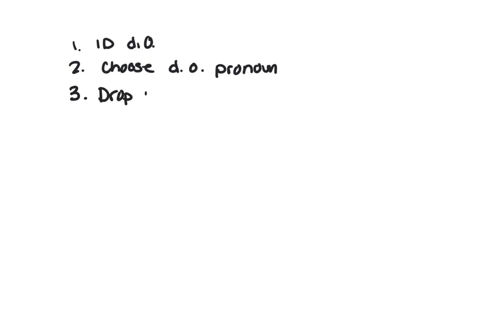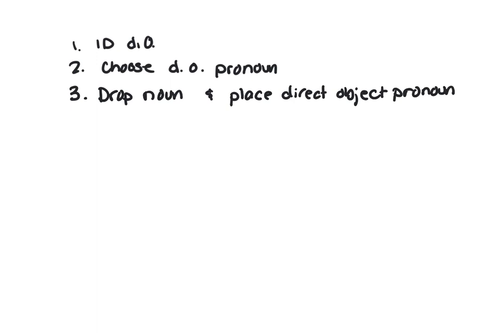So step one was ID the direct object. Step two was choose the correct direct object pronoun: me, te, nos, lo, la, los, or las. Okay, and then step three is drop the noun and place the direct object pronoun in front of the verb. So drop the noun and place the direct object, now in pronoun form, the me, te, nos, lo, la, los, las, in front of the verb.